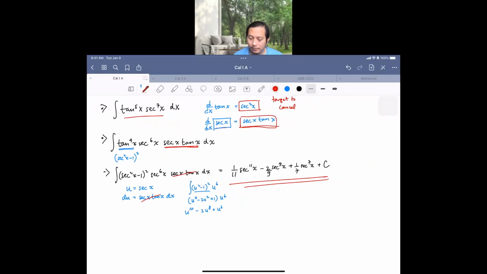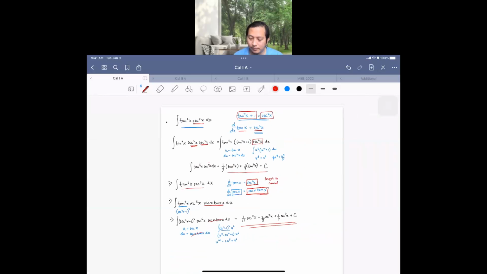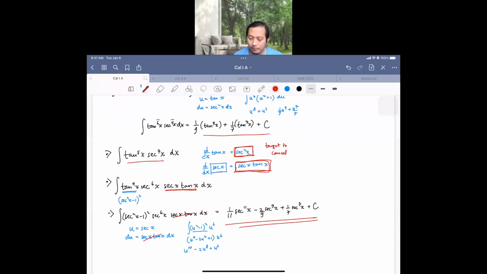Alright, so the idea for secant and tangent variations in our integral, we need to focus on finding the secant squared x or secant x tangent x. These are our two targets, our goals, that we are going to cancel, and we can use the substitution method. I hope that's clear. If you're still having any confusions and not really clear what's happening here, let me know.